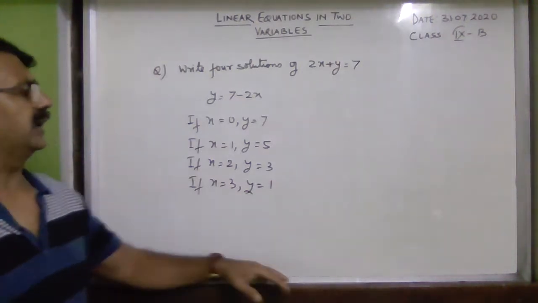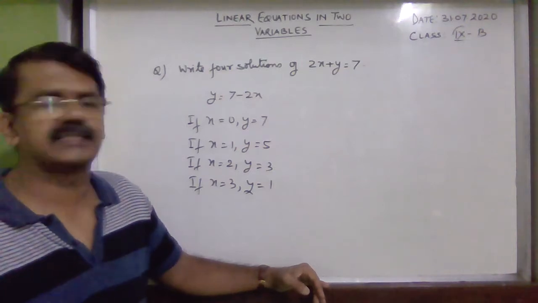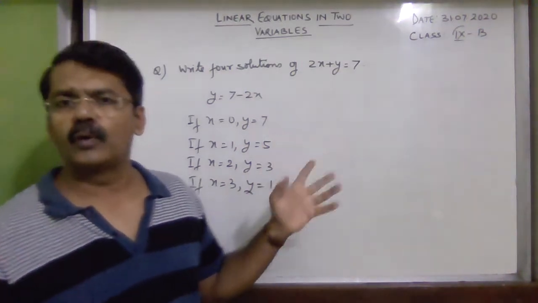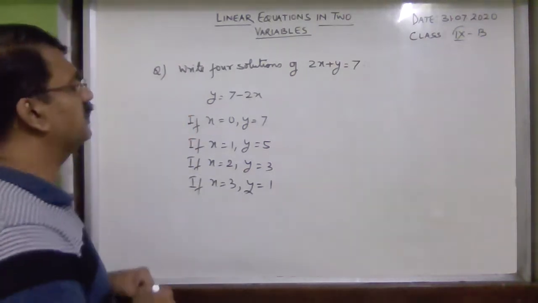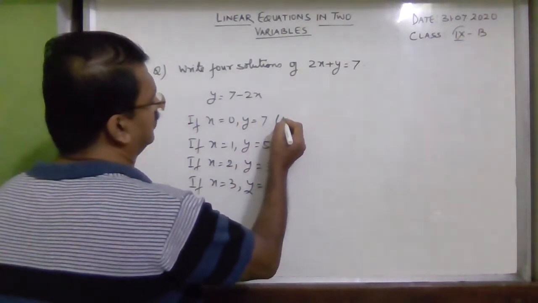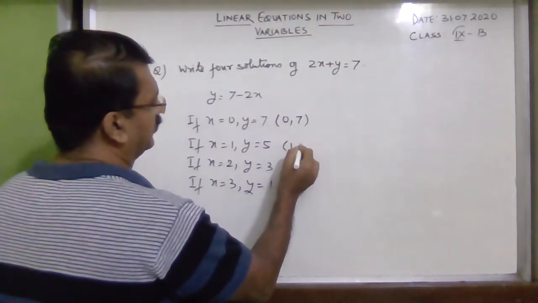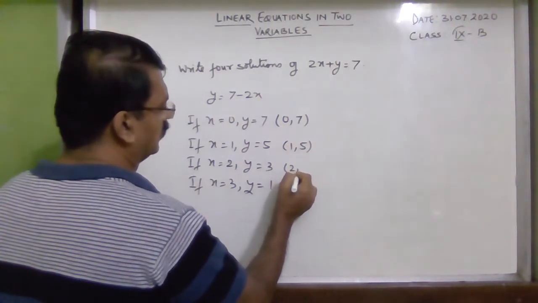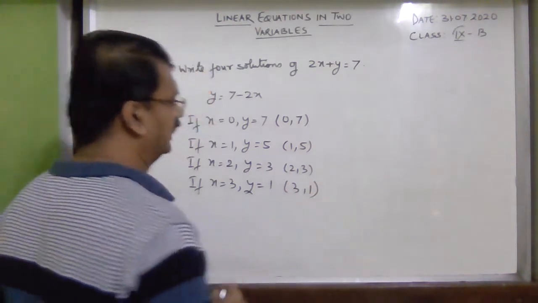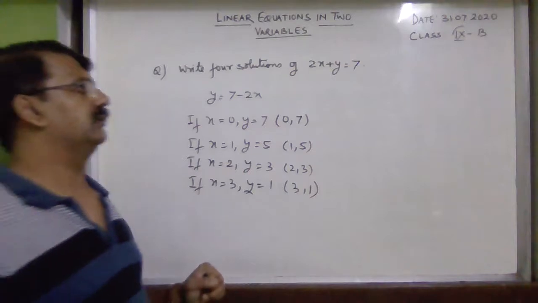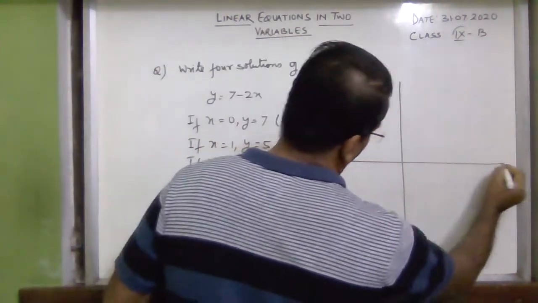Clear? When x is 0, y is 7; x is 1, y is 5; x is 2, y is 3; and x is 3, y is 1. So we have found 4 solutions out of infinitely many solutions. If you write these solutions in ordered pair form, then it is (0, 7), (1, 5), (2, 3), and (3, 1). And now we are going to draw the graph of these values.